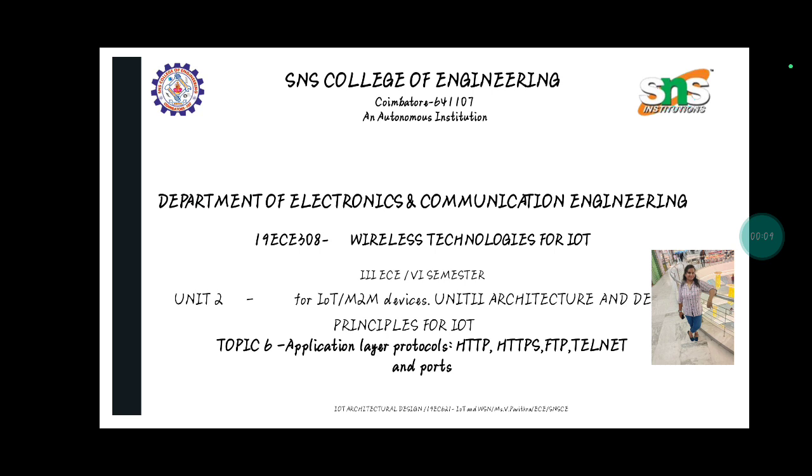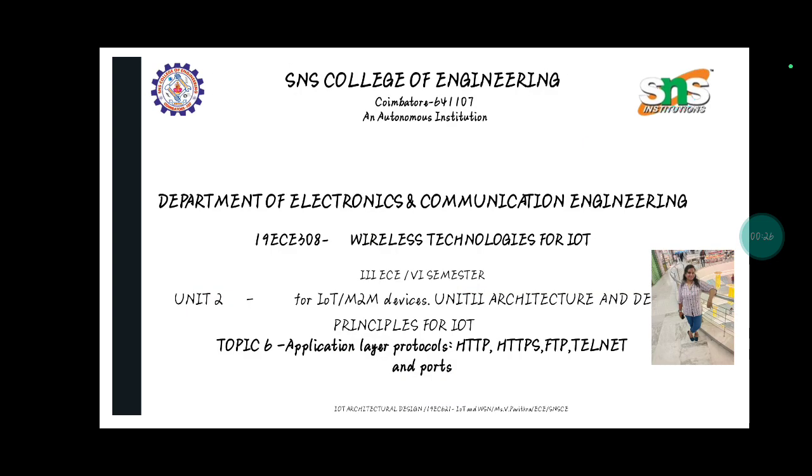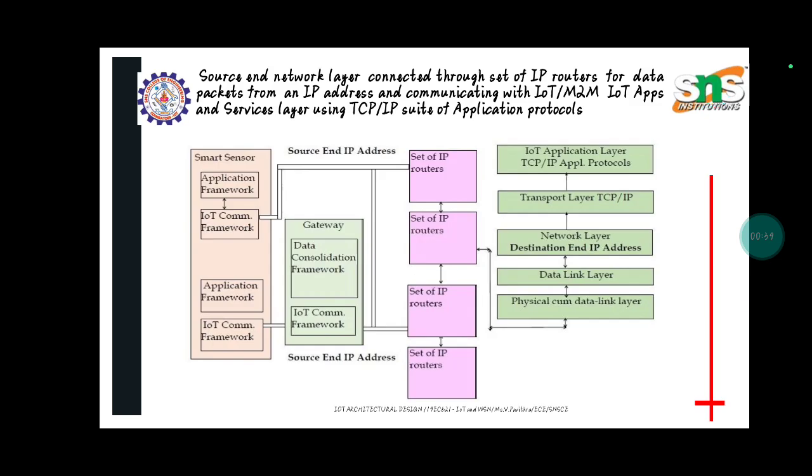Today we are going to see the subject 19EC308 IoT and Wireless Sensor Networks, Unit 2, the architecture. The topic is HTTP, HTTPS, FTP, Telnet and ports. HTTP is the Hypertext Transfer Protocol and FTP is the File Transfer Protocol. First of all, we are going to see the source and the network layer connected through a set of IP routers for the data packets from an IP address, connecting IoT machine to machine IoT apps and service layer using the TCP/IP suite of application protocols.